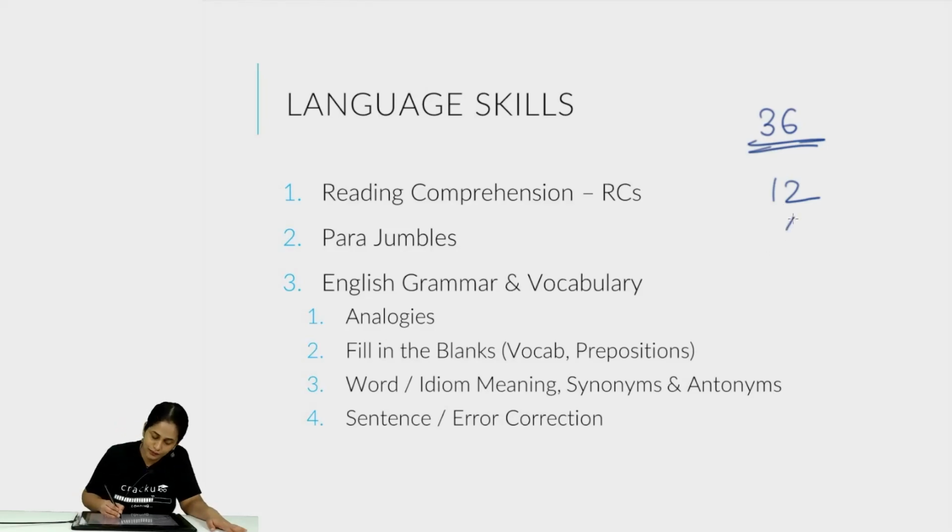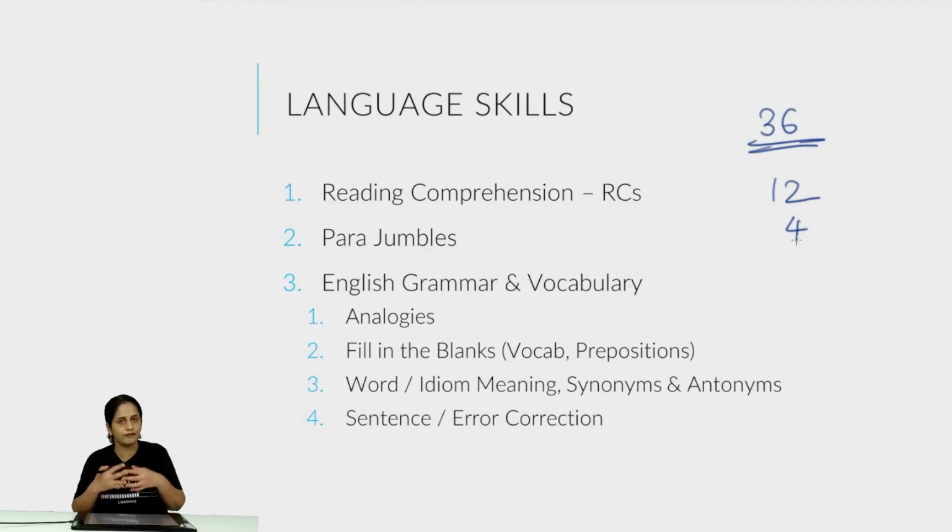The second one is that you will have 4 questions from parajumbles. They call it para completion, basically unscrambling a paragraph. If you have already done CAT or XAT, you will know exactly what you have to do in this. It can be 4 or 5 sentence parajumbles. So again, similar to CAT and XAT in terms of parajumble difficulty also.